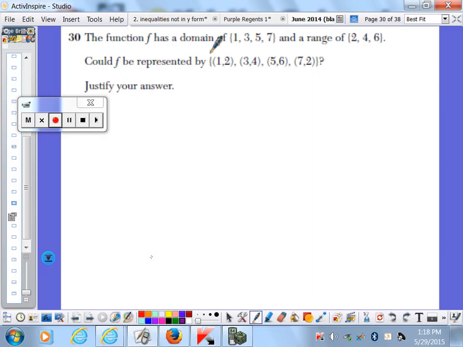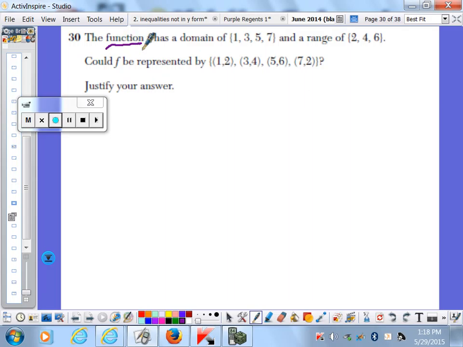30. The function f has a domain of 1, 3, 5, and 7, and a range of the set of numbers 2, 4, and 6. Could f be represented by? And they give you a list of ordered pairs here.